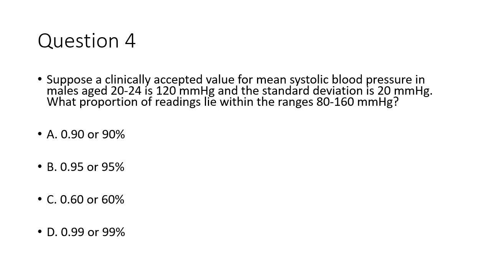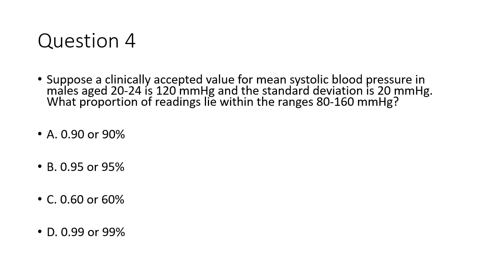So let's say we have a clinically accepted value for mean systolic blood pressure in males aged 20 to 24, and it's 120 millimeters of mercury, and the standard deviation is 20 millimeters of mercury. Okay. Now, what proportion of readings are going to lie within the ranges of 80 to 160 millimeters of mercury? Would it be 0.9 or 90%? Would it be 0.95 or 95%? Would it be 0.6 or 60%? Or would it be 0.99 or 99%?